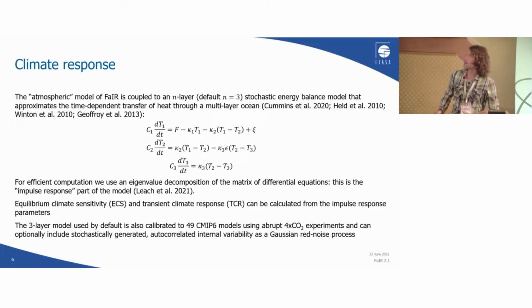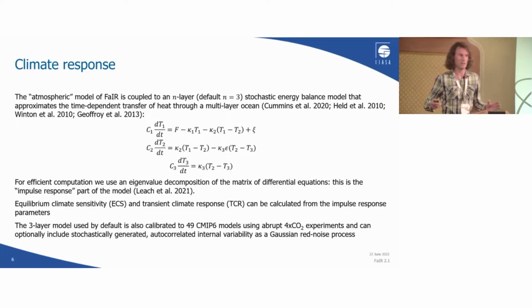We can write this equation in matrix form, and we can perform a matrix eigenvalue decomposition on this, and we can write this in terms of an impulse response function. So for this n equals 3 example, we can write this as a combination of 3 time constants, and that tells you the characteristic timescales of temperature response to a forcing. From this as well, we can also diagnose the equilibrium climate sensitivity and the transient climate response from this energy balance formulation. And the nice thing about this is that it's easily calibrated to CMIP6 results.